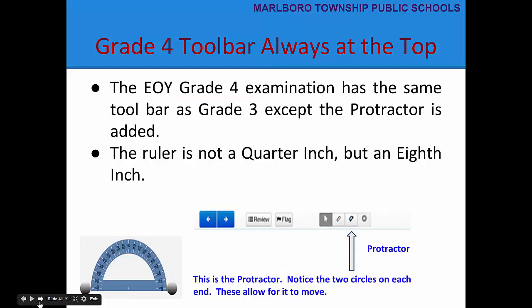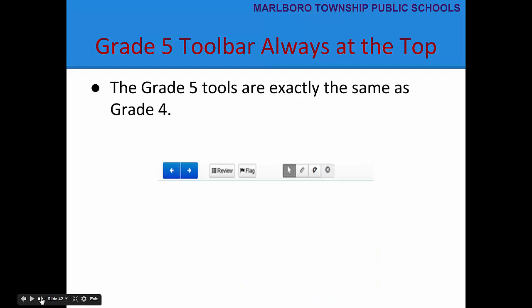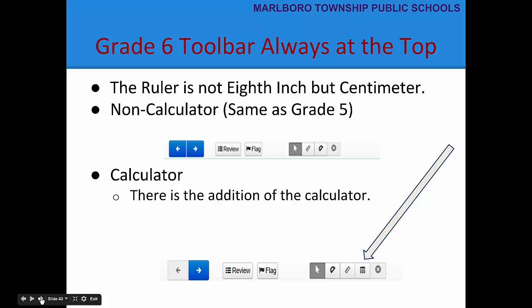The grade 4 toolbar, always at the top, is essentially the same, except the ruler now changes from a 1/4 inch to a 1/8 inch, and then we have the addition of the protractor. Notice the same circles for manipulation are also on the protractor. The grade 5 toolbar is the same as grade 4. Grade 6 changes from the 1/8 inch ruler to the centimeter, and it adds the calculator. Okay, notice the calculator here on the toolbar with the arrow.